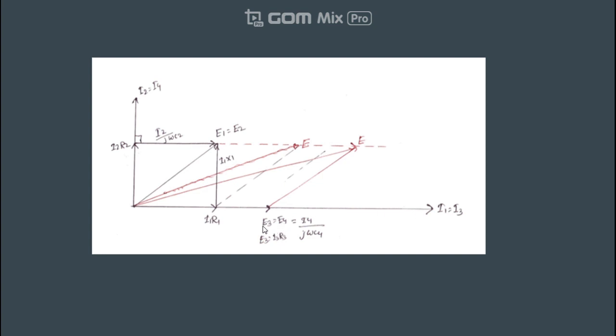Now plotting for the other arms, E3 is just I3 R3, and we're assuming that the bridge is balanced, meaning E1 is equal to E2 and E3 is equal to E4. So that's what we're getting here, and we can use this to plot it on the same line. When it flows through the resistor, it is in phase with its reference phasor, and when it flows through the capacitor, it lags by 90 degrees with the reference phasor I2. So that is the phasor diagram for an Owen's Bridge circuit.